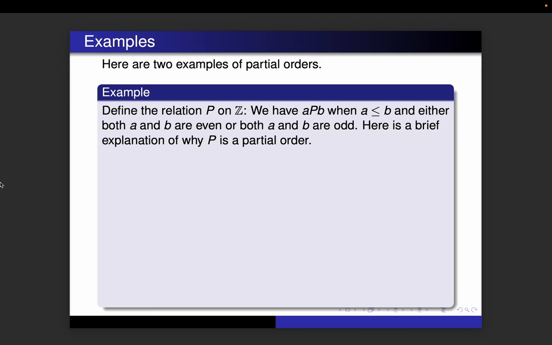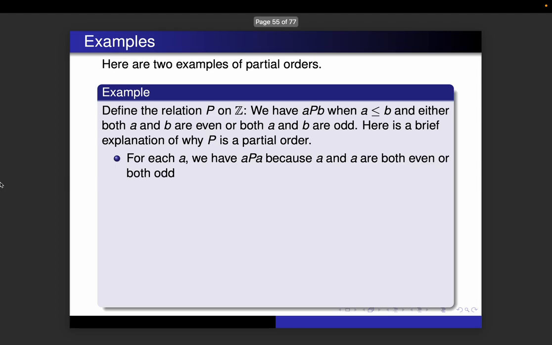So let me give you a brief explanation of why P is a partial order. Every element is related to itself because we know that A is either even or odd, and so both A and A, being the same thing, are either both even or both odd. That's pretty straightforward, right? They're literally the same number, so they have to be both even or both odd. And A is less than or equal to A. That's just the definition of less than or equal to. That makes P reflexive because every element is related to itself.